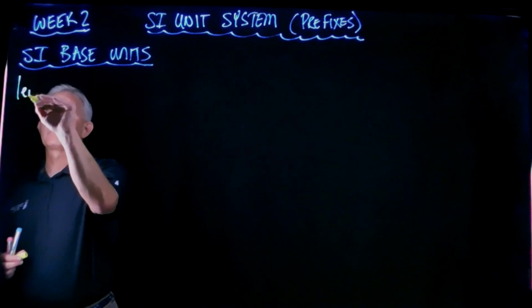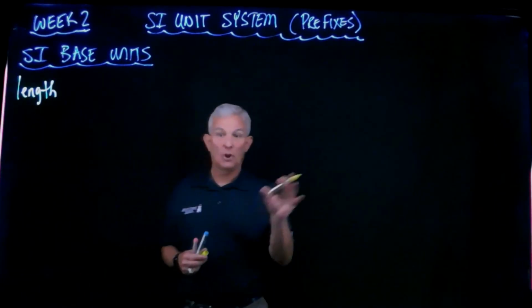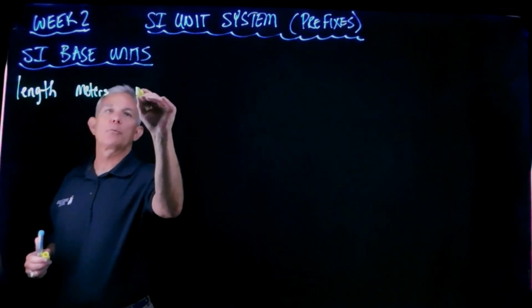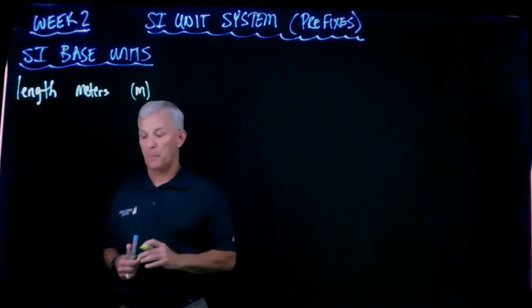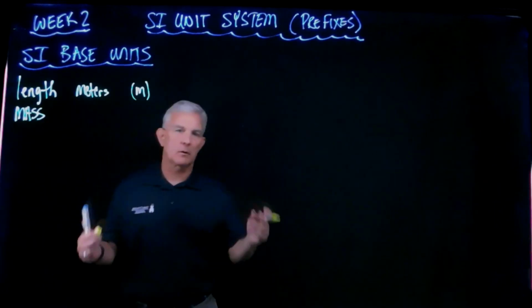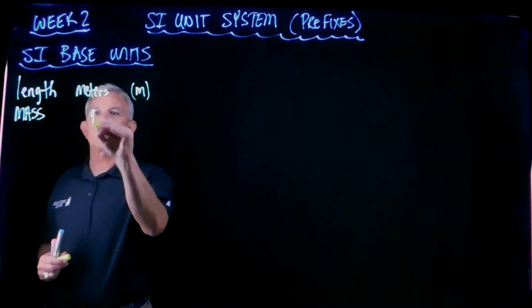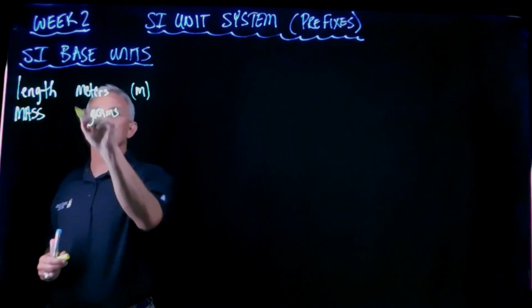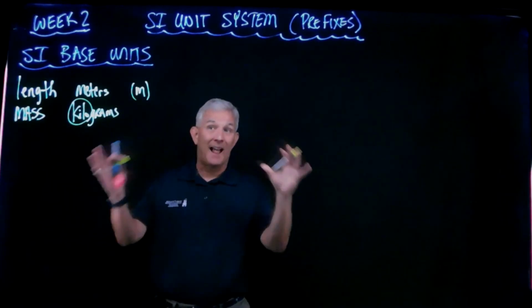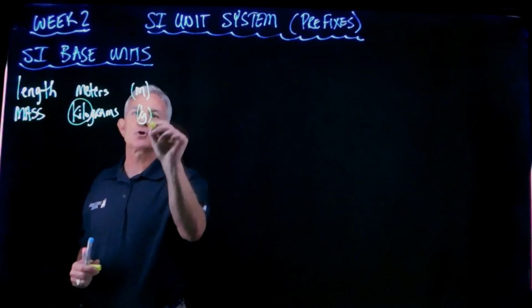So if we talk about length as our first, we're talking about inches, feet, yards. Well, in SI, we're talking about meters, and we abbreviate that with a lowercase m. We're talking about mass. You always talk about grams in chemistry, but they're so small. Again, gram is the SI unit, but generally we put a kilo in front of it, and a kilo is 1,000, right? And we represent that as a lowercase kg.